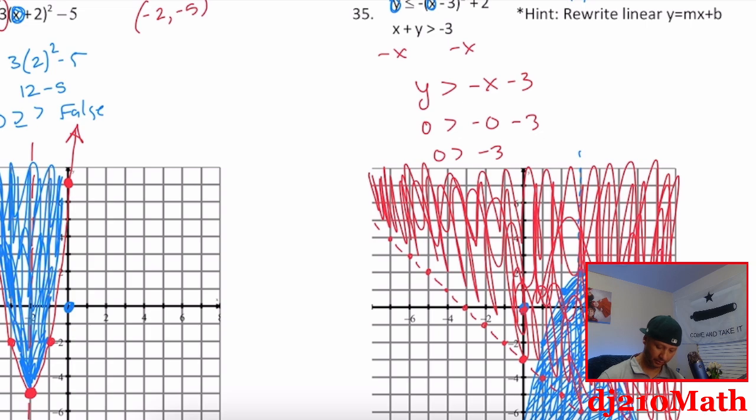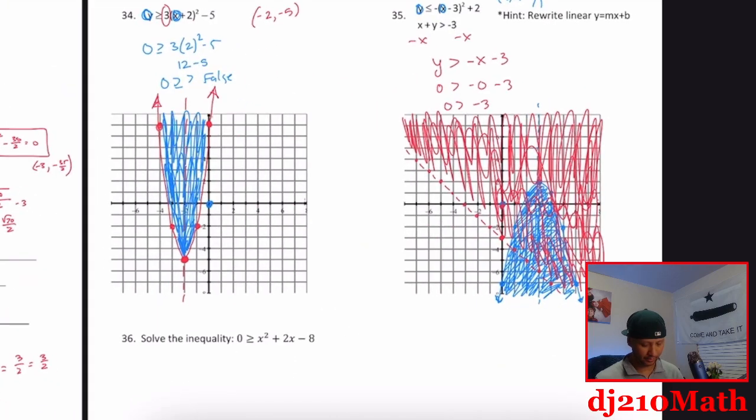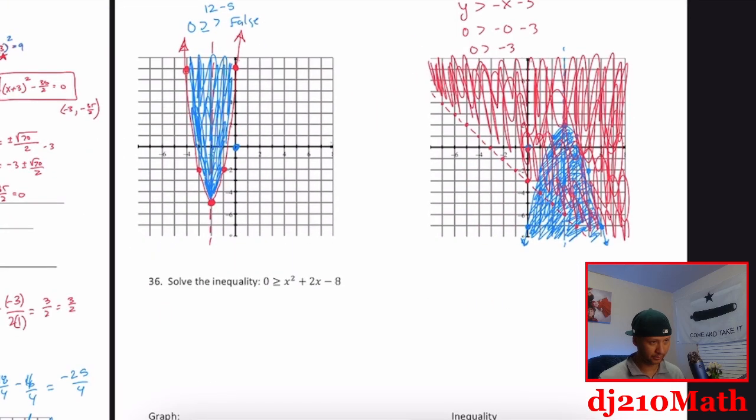So then this means that the overlapping part, you can't see, the overlapping part is the solution. The overlapping part. We have a solid line. And then we have a dotted line. And then everything in between.